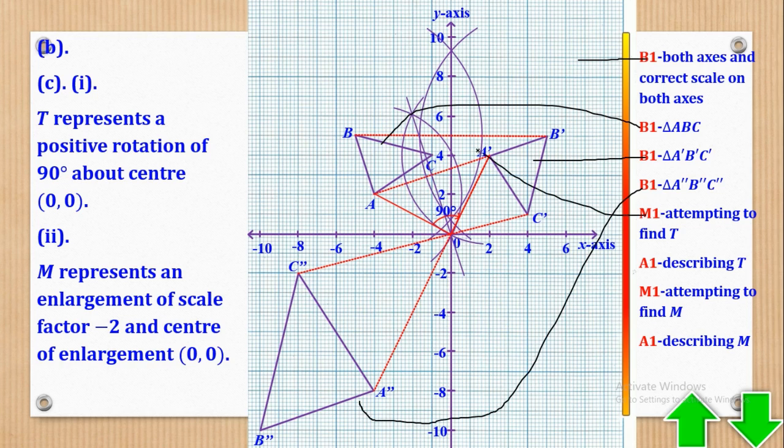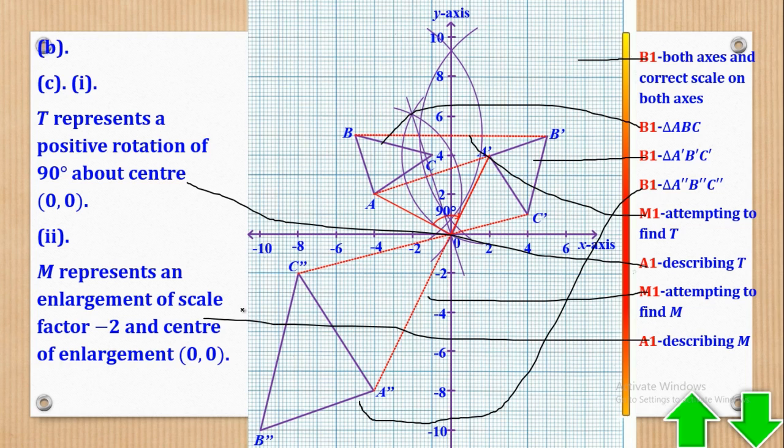So for you to draw these perpendicular bisectors and these lines joining, that means we are attempting to find transformation T. Then A1 for you to describe. M1 for attempting to find M. So for you to draw these lines to show that there is an enlargement. That was M1. Then A1 is for you to describe capital M.